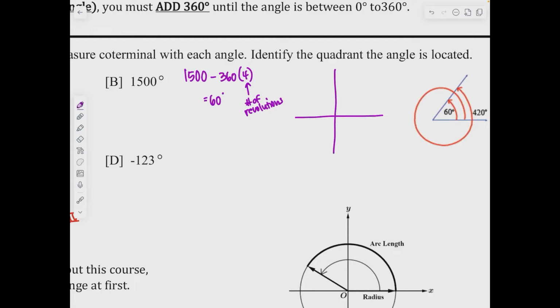So when I want to do 1500 degrees, I'm going to go one time through, that's 360. A second time through, that's 720. And then a third time through, 1080. I do a fourth time through, and then now I'm going to go 60 degrees to finish it off. So, like that. That would be 1500 degrees, which is coterminal with 60 degrees.